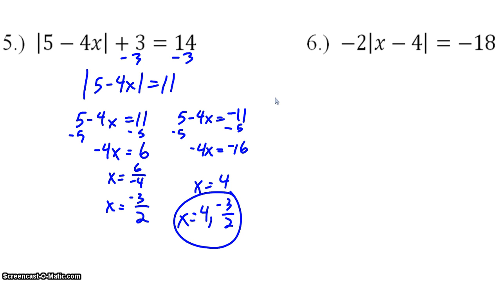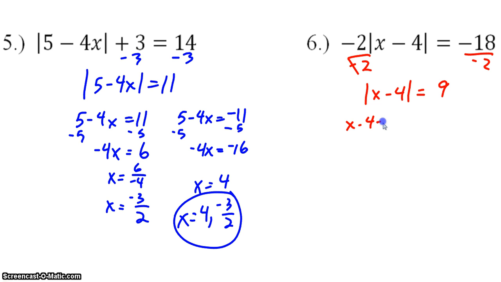Now, it may also have it where you have to isolate it where it's attached. So if you have it where it's attached, like negative 2, absolute value of x minus 4 equals negative 18, and it's attached, you may have to divide out that negative 2 to get rid of it, because we have to isolate the absolute value. You just do that to each side. So the absolute value of x minus 4 equals 9.